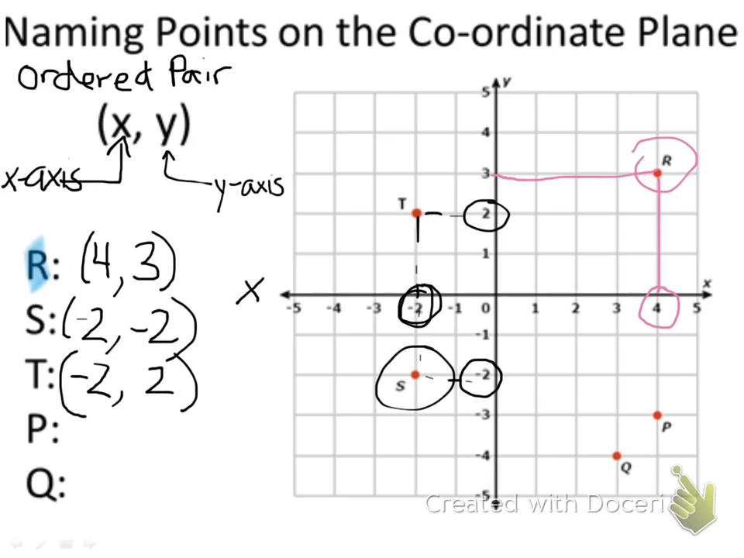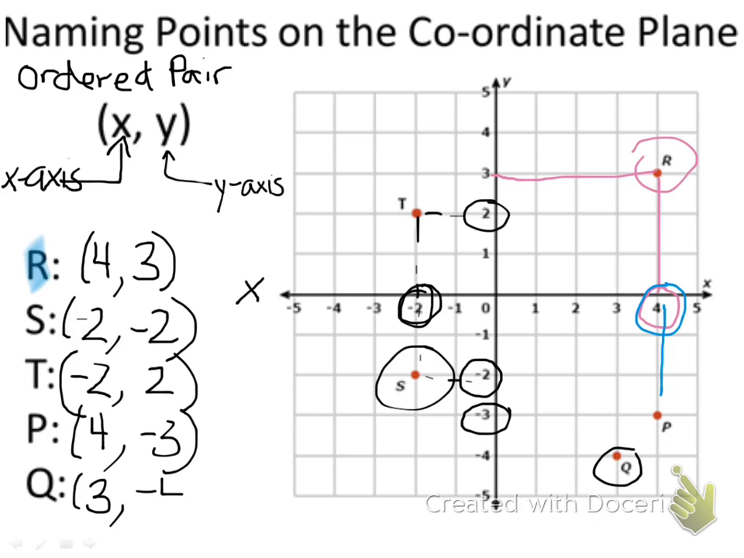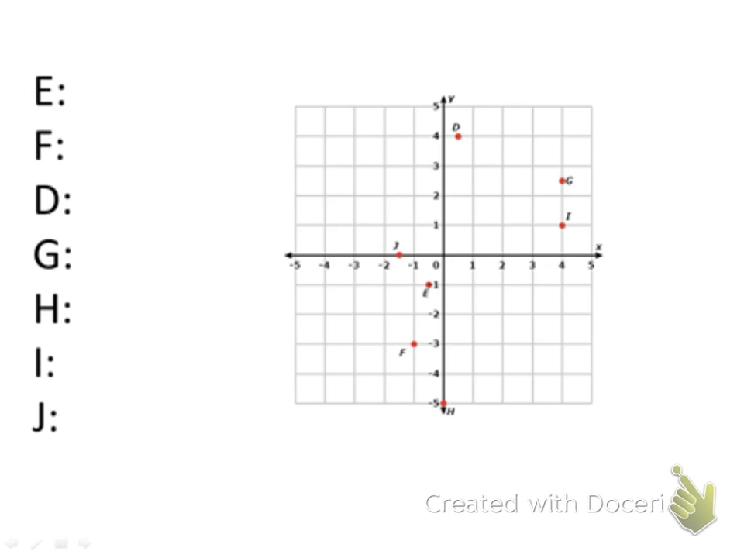Alright, welcome back. Let's check the coordinates for P. So remember, x-axis first, so we're going along the horizontal axis, this one here. And our point P is at 4 along the x-axis. So my first point in my ordered pair would be 4. And it's at -3 along the y-axis, so it's 4 and -3. The last point, Q, over here, is at 3 along our x-axis and -4 along our y-axis. Alright, let's move on to the next one.